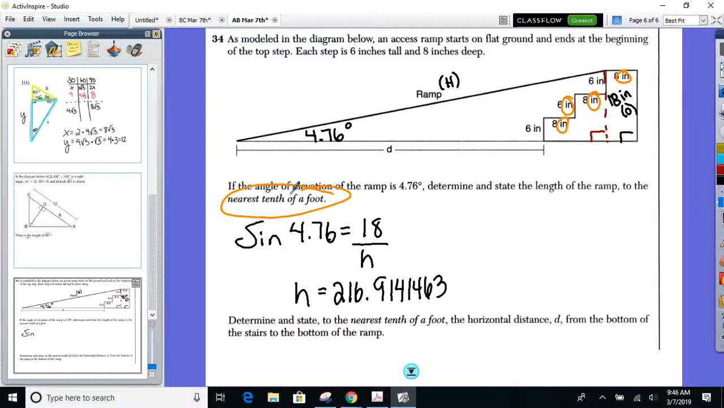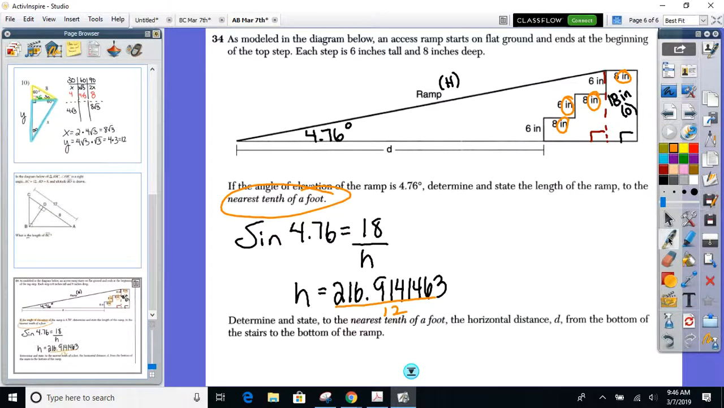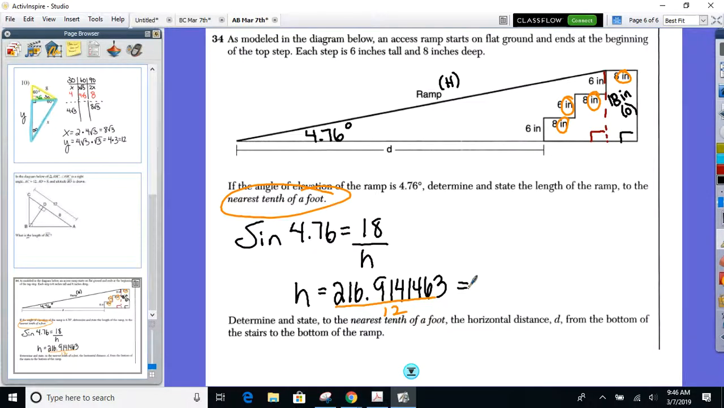Our diagram was in inches, but the rounding there said what? Nearest tenth of a foot. Our answer's in inches. How do I make it into feet? Yeah, divide by 12. So we're looking at what now? Not 216 feet, but 18.1 feet.